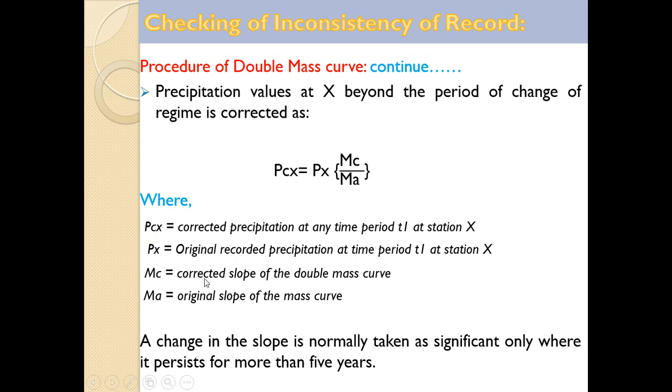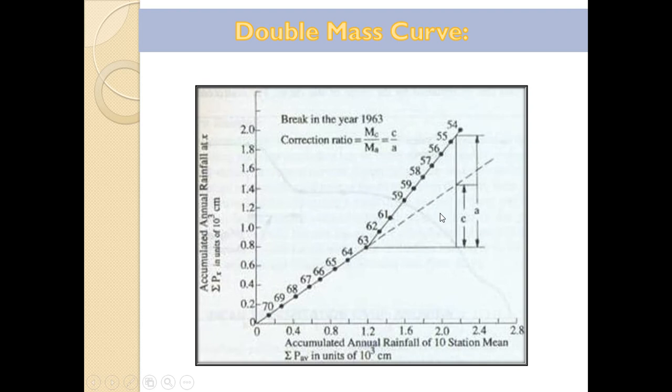Mc is the corrected slope of the double mass curve. So we have to find out the slope of this double mass curve. How can you find it out? By getting these ordinates, correction. We can find slope as horizontal to vertical, but here it is corrected slope divided by actual slope. This is the relationship. In the numerator, the corrected slope is there. In the denominator, the actual slope is there.